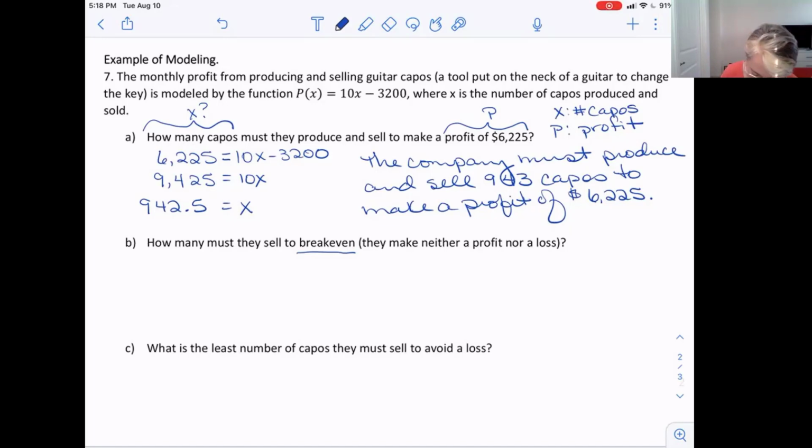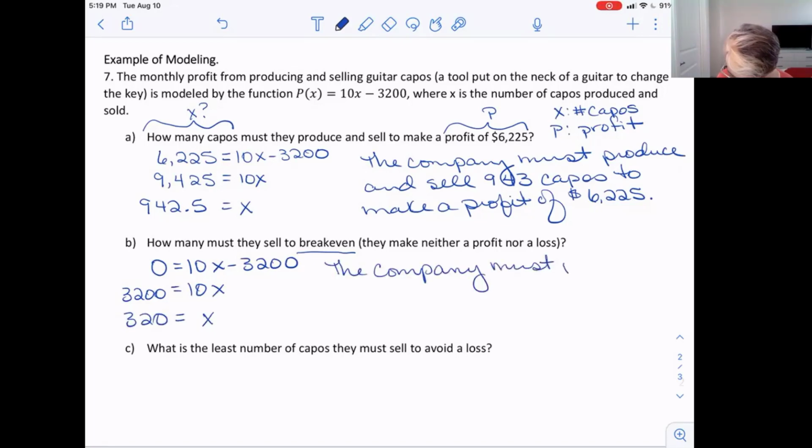So if our profit is exactly $0, no profit, no loss, then 0 equals 10x minus 3,200. Add the 3,200 to both sides, 3,200 equals 10x. And when we divide by 10, we get x equals 320. The company must produce and sell 320 capos to break even.